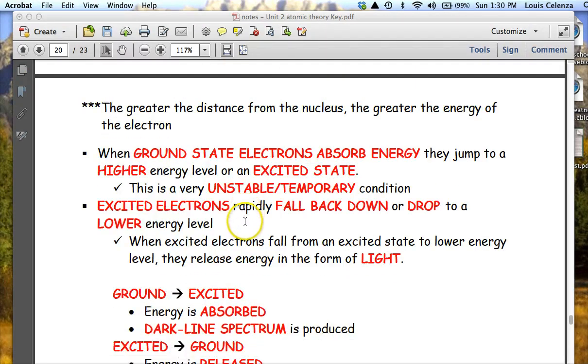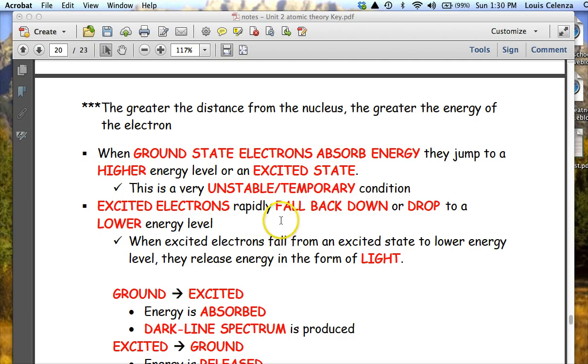And this is just some general information. When electrons absorb energy, they jump to a higher energy level, which is called the excited state. That excited state is extremely unstable, and it's temporary. It only lasts for a split second. And those excited electrons will drop back down to their lower level.